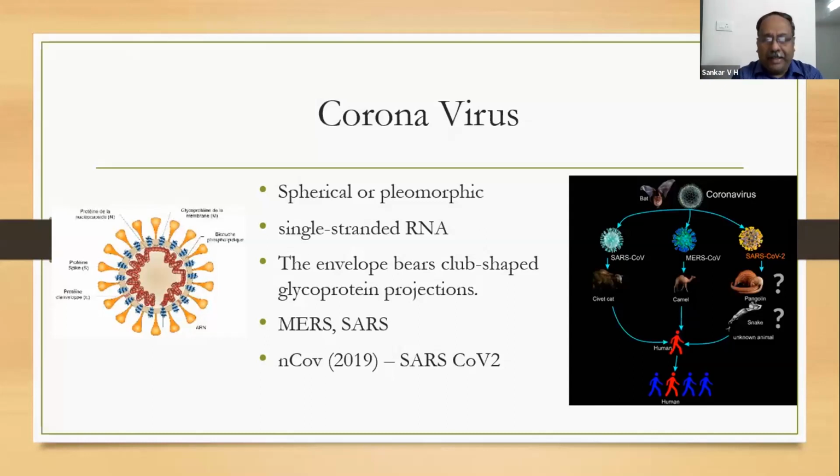As all of you are aware, COVID-19 is an infectious disease, a pandemic viral disease caused by coronavirus. Just an introduction slide to know what a coronavirus is, because this is very important to understand the diagnosis of coronavirus. It is a spherical or pleomorphic virus. It's a single-stranded RNA virus, and the envelope bears club-shaped glycoprotein projections, which are important as a protein product as well as the antibody target in the body.